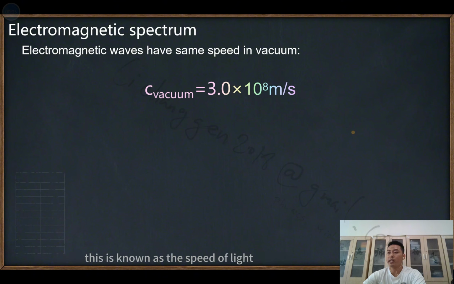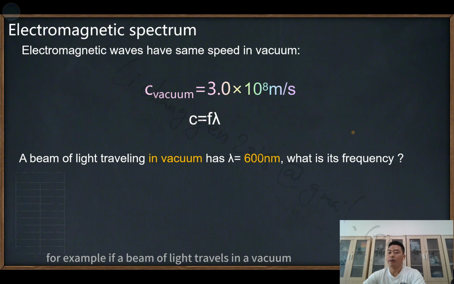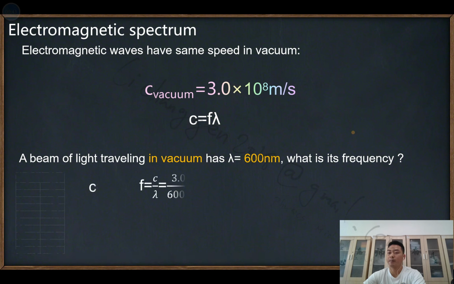Even though these waves have different wavelengths, they will travel at the same speed in a vacuum. This is known as the speed of light, which is about 3.0 times 10 to the power of 8 meters per second. We can use the wave speed formula to calculate the frequency. The formula is wave speed equals frequency times wavelength. For example, if a beam of light travels in a vacuum and has a wavelength of 600 nanometers, what is its frequency? We use the formula frequency equals speed divided by wavelength.